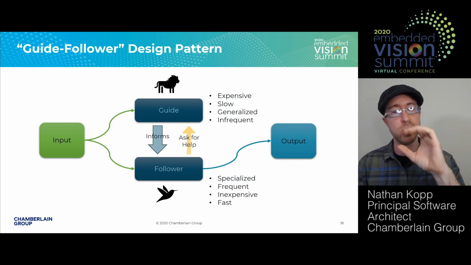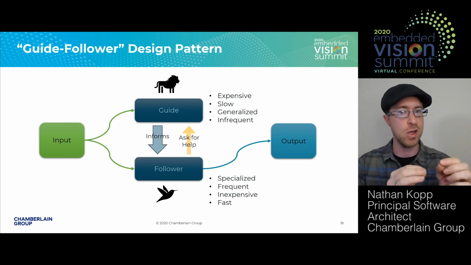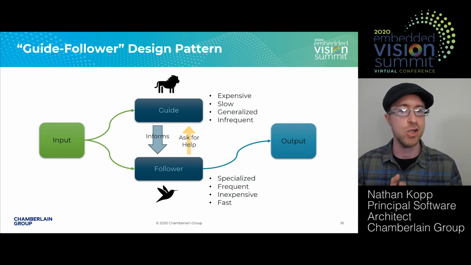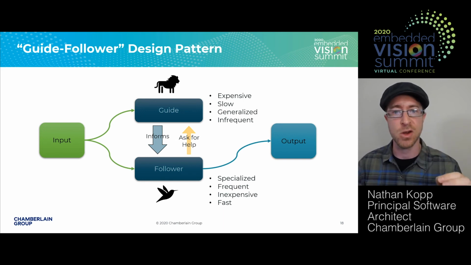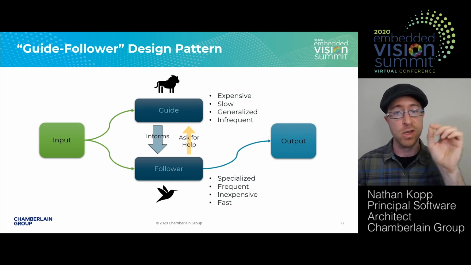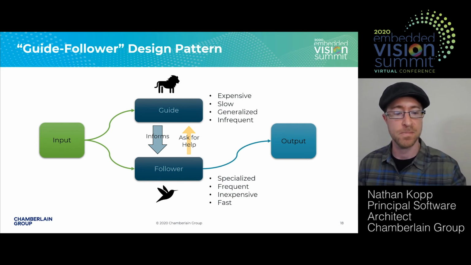That produces output that informs the follower algorithm. The follower algorithm is very specialized. It only works if it has that information, but it's fast, so it can be run frequently, and it's very inexpensive. It also, as I mentioned before, has to know when it doesn't know. So it can ask for help and then ask the guide algorithm to give it a little bit more information to make sense of this unknown situation.